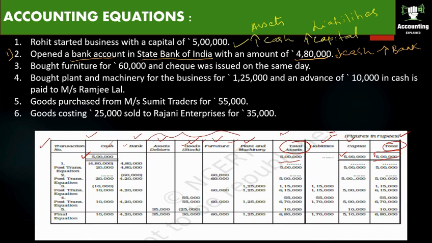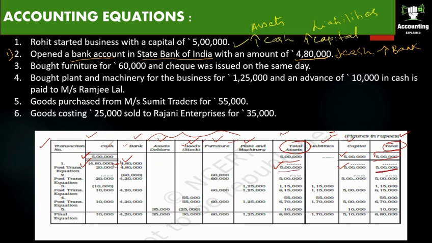What is the second transaction? Your cash is reduced by 4,80,000. See here, cash is reduced by 4,80,000 and your bank is increased by 4,80,000. Actually, the effect on the total assets is zero because 4,80,000 minus 4,80,000 is zero, right? So total assets remain the same, 5 lakhs. And capital also has no change because of this transaction. It remains the same. Total liabilities is 5 lakhs. Total assets is 5 lakhs.